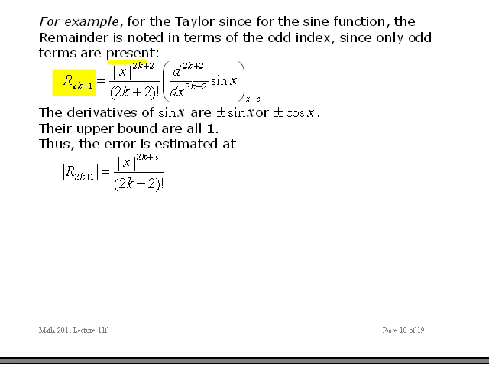Okay, this was the one that depends on how far you are from the point at which you expanded, and in this case, we expanded about x equals 0. So it's how far away from 0 you're trying to evaluate the function.